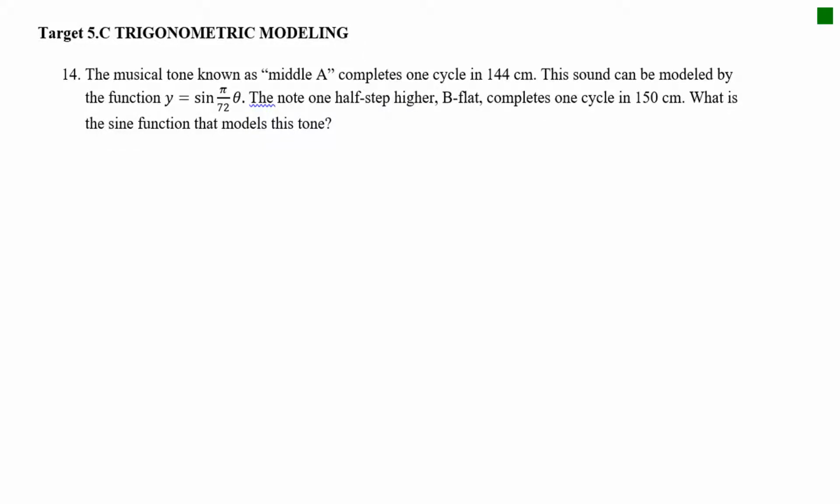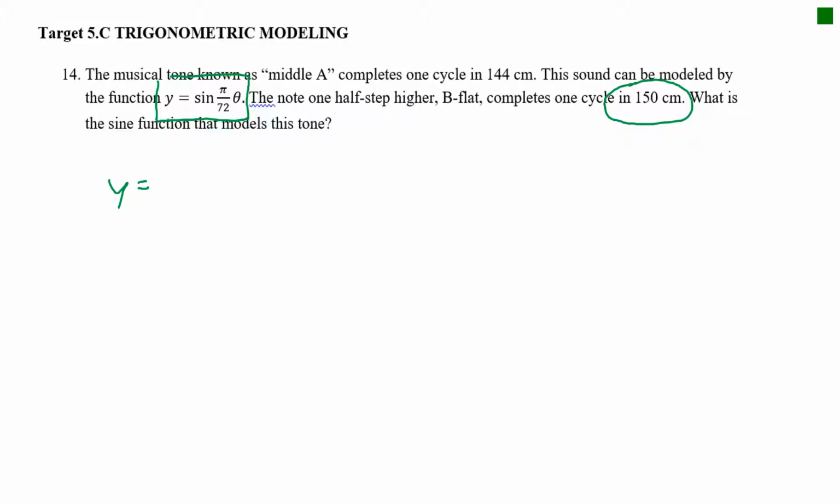This problem is asking us to come up with a sine function in the form of an equation that represents a situation. So to start, it says there's a musical tone known as middle A that completes one cycle in 144 centimeters, and this is the equation that it represents. We just need to change this so that the cycle is now 150 centimeters. So that means I'm going to keep everything as is.